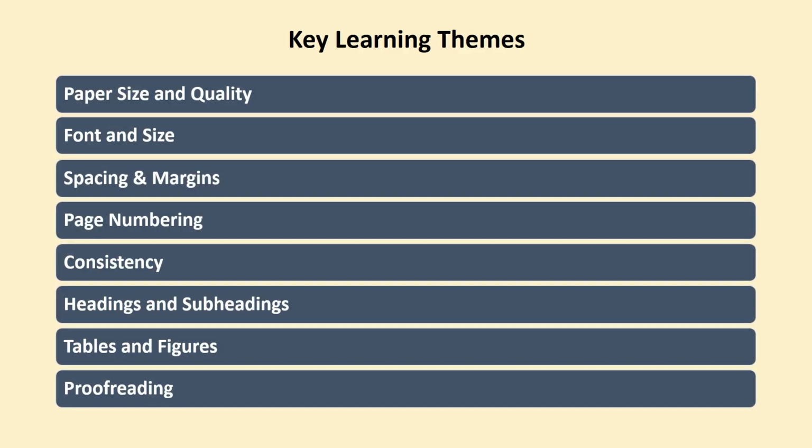Key learning themes you can see here: paper size and quality, font and size, spacing and margin, page numbering, consistency, heading and subheadings, tables and figures, and proofreading. These are all important things that you have to take care of when you are going to write and design your research proposal. So let us discuss all these key learning themes one by one.